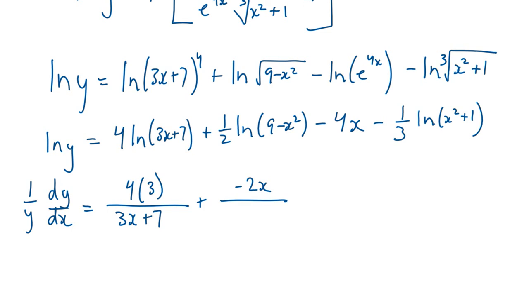over 2 times (9 minus x squared). So this was the 1 over the argument, right, times the derivative of the argument, which is negative 2x, and then the 1/2 goes there. Okay. Derivative of negative 4x, negative 4. Same thing, derivative of the argument is 2x over 3.